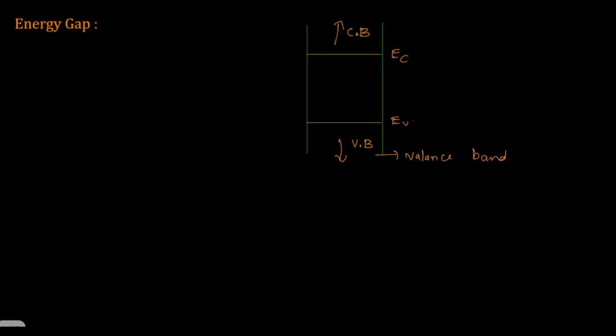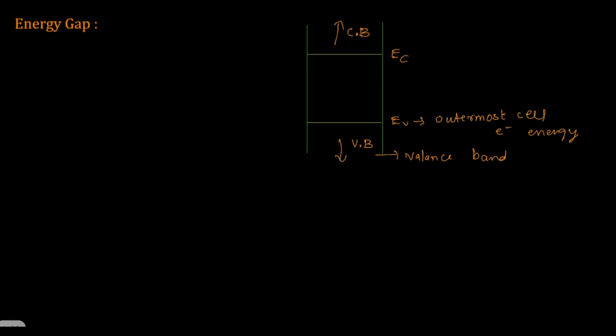So what is this EV? EV does not signify the valence band. It signifies the energy level of the outermost shell. EV represents the outermost shell electron energy. And EC represents the energy level of the conduction band.